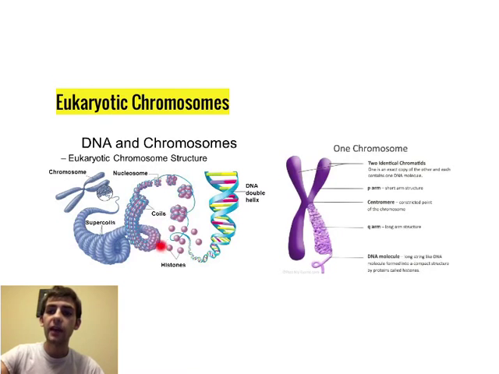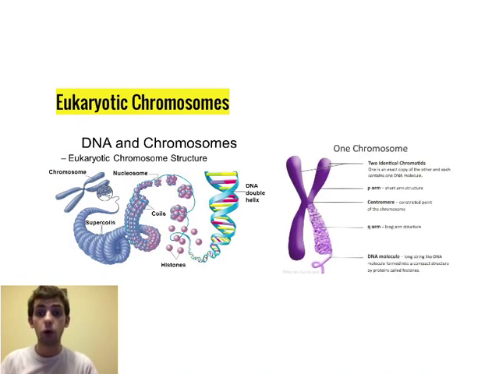When we have several histones clumped together with DNA wrapped around them, you get what's called a nucleosome. Those nucleosomes can start to coil around each other to form this structure here. And then those coiled nucleosomes will supercoil to make it even more condensed. And that is what you actually see when you see a chromosome.